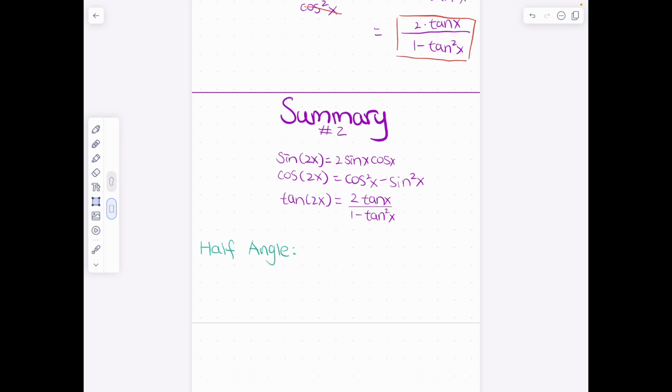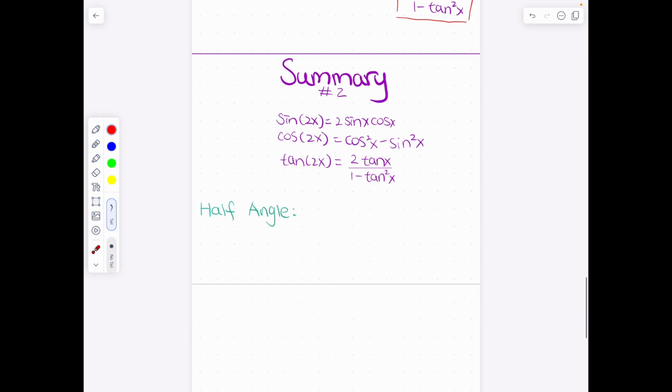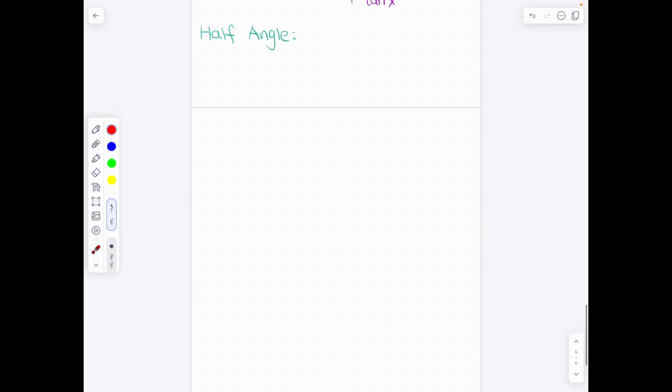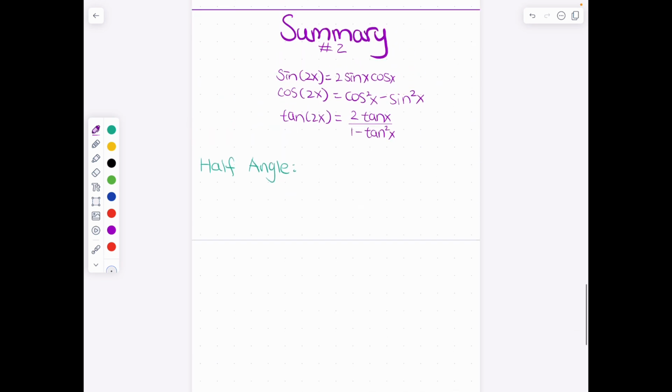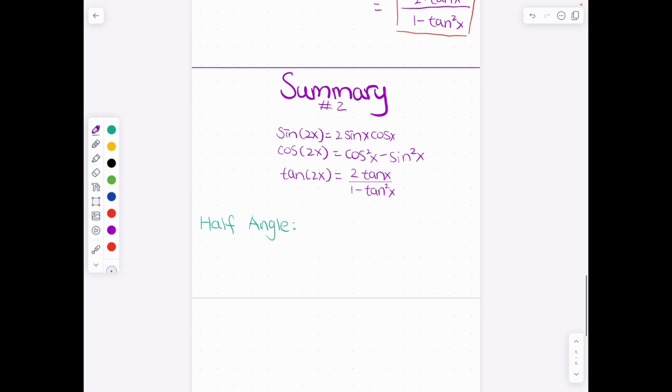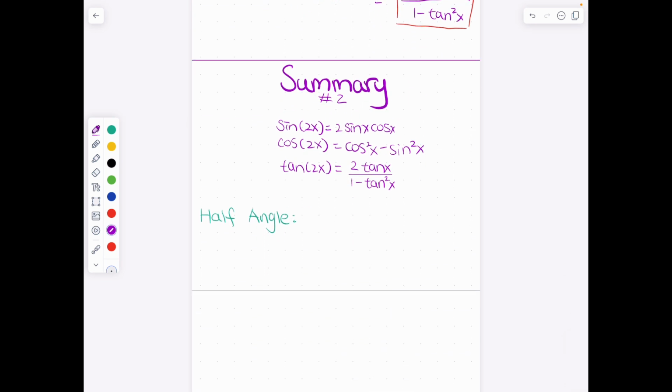So now we proved the double angle identities as shown here. And so let's move on to the half angle. So for the half angle, we can start with sine.